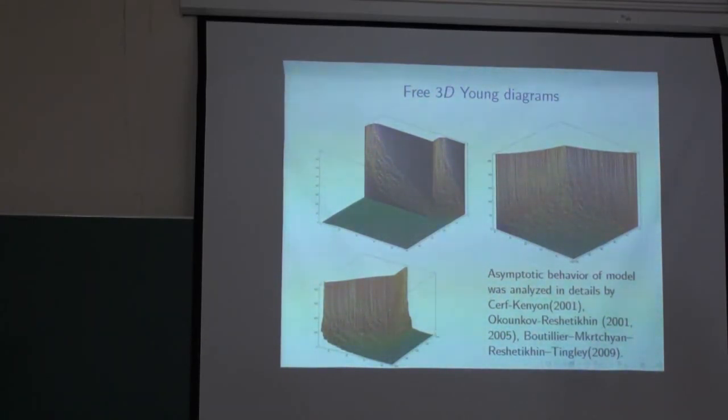So this model with different boundary conditions was analyzed in papers by Okounkov, Reshetikhin, Bouttier, Kenyon, Tingley and others. So there are various transitions. Like in the hexagon, I already told you about convergence to the sine kernel, to this translation invariant Gibbs measure, then convergence to the Airy kernel, which is related to random matrices, GUE, and the distribution of the largest eigenvalue of GUE. Here you can find some other kernels.